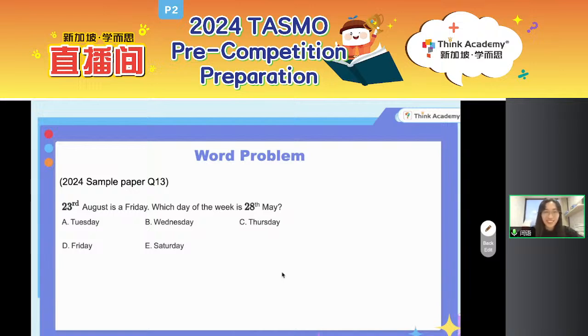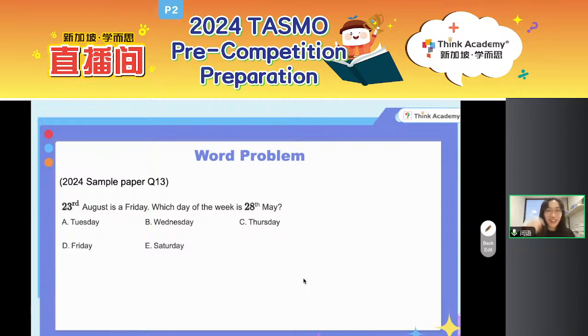So now let's move on. Another calendar problem. This is question 13 in the 2024 sample paper. 23rd August is a Friday. Which day of the week is 28th May? Okay, try it. What is the answer? This one is a bit hard, right? Because you also need to consider different months.